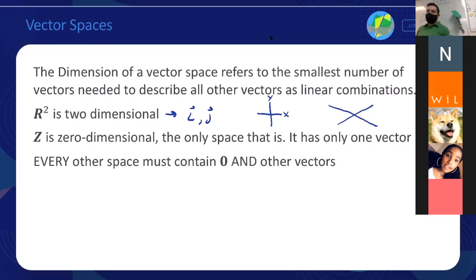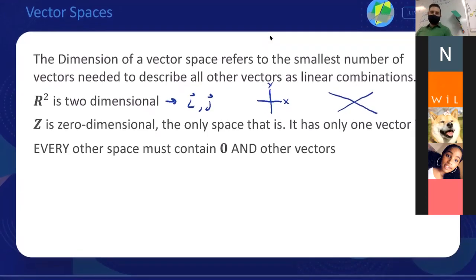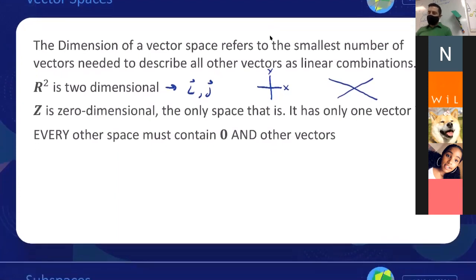R3 is the same. R3 is 3-dimensional, not because it's got a little 3 on it, but because we could take 3 vectors and with linear combinations of those 3 describe all other vectors in R3. 0 is the only space considered 0-dimensional, because it has only one vector in it. Think on those properties: every other space has to have a 0 vector. That's one of the properties we need. So if the space consists of other vectors, they can't just be 1 vector unless that one is 0. If you have other vectors, you're going to have those and the 0 vector. So every other space is at least 1-dimensional, meaning I need one non-zero vector.